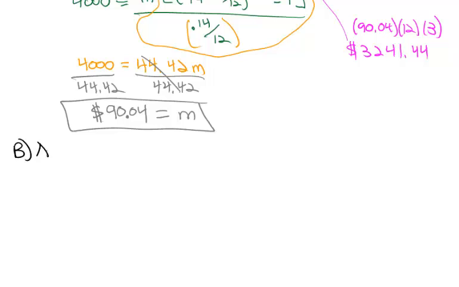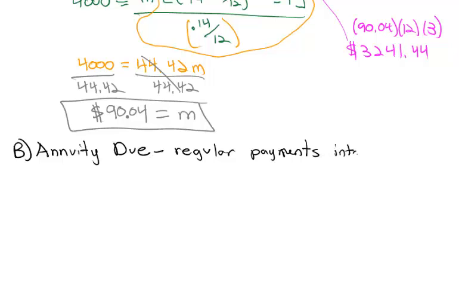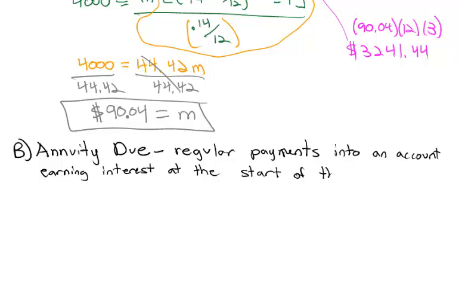There's these things called an annuity due, which is when we make regular payments into an account earning interest at the start of the period.